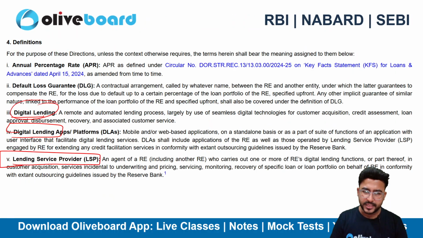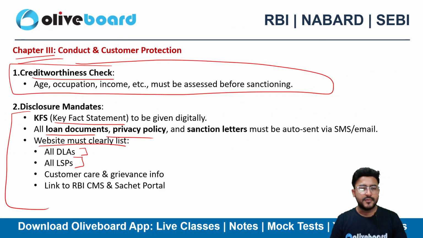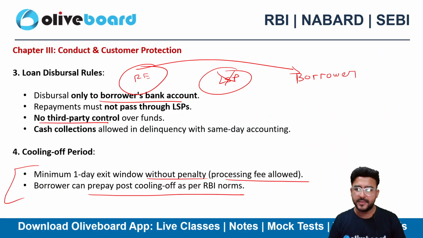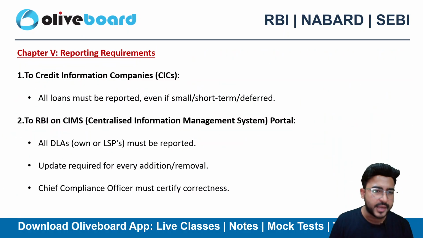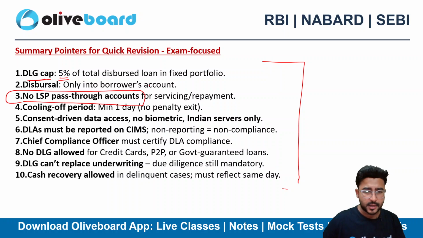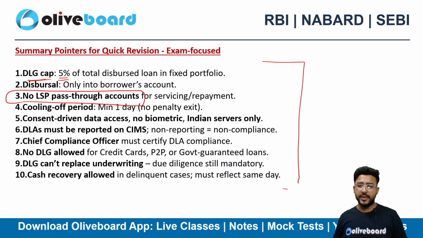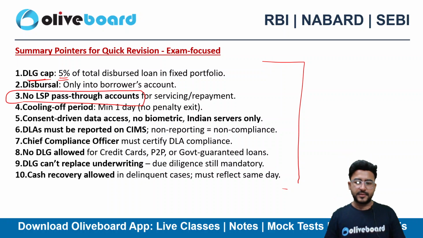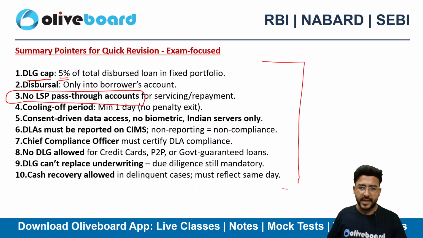Then we discussed the digital lending guidelines. We had a discussion on what is LSP, what is borrower, what is RE, right? Let me just quickly move to the summary pointers here. So a DLG cap is there, a 5% cap, right? No LSP pass-through account, you need to disburse directly into the borrower's account here, right? You need to check whether the LSP is capable of delivering the DLG as well, right? So we studied all these things in it.